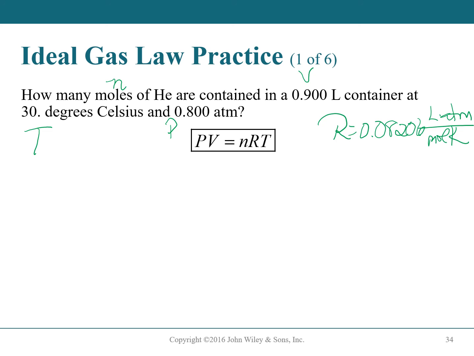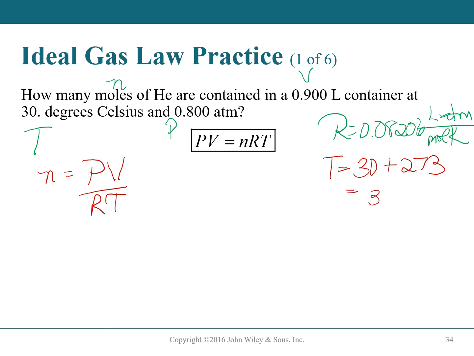All I'm asking is I want one variable value and I'm given the rest, but we're not saying I've changed anything. So that's a way you can read the problem and determine what equation to use. So if we're looking for N, when I rearrange it, N is going to be equal to PV over RT. And we're going to change our temperature. Instead of 30 degrees Celsius, we're going to add the 273 to that, and we're going to get 303 degrees Kelvin. Okay.